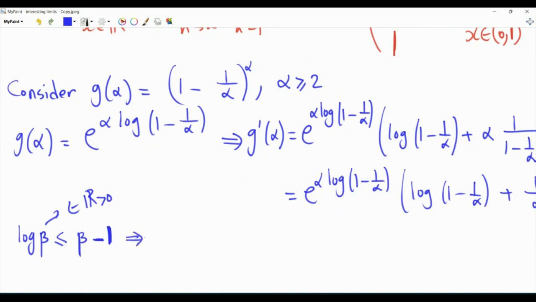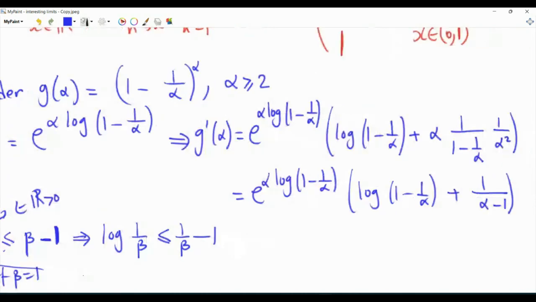If this inequality is true, then log 1 over beta is less than or equal to 1 over beta minus 1. Just replace beta by 1 over beta. If this inequality is true for any real positive number, then the reciprocal of a real positive number is another real positive number. So log 1 over beta must be less than or equal to 1 over beta minus 1. Note that this inequality is satisfied with equality if and only if beta is equal to 1.